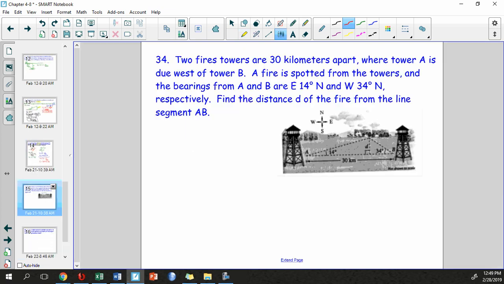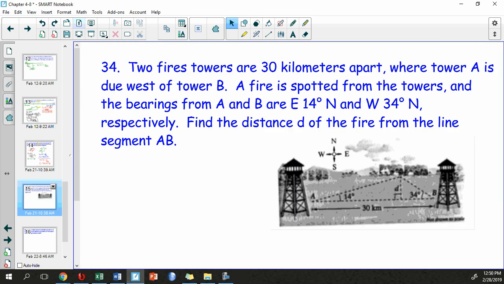Okay, I want to spend my last few moments talking about this problem right here. This is not a homework problem, but I want to make myself very clear. Just because I did not assign all of those story problems doesn't mean you're not held responsible for them. Yes? So if we look at problem 34, it says two fire towers are 38 kilometers apart from where Tower A is due west of Tower B.